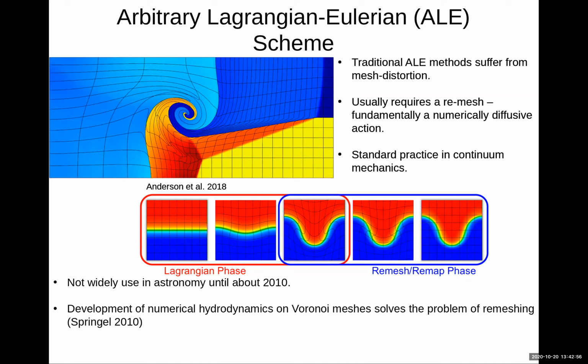This remeshing is typically a numerically pretty diffusive action, and that defeats some of the purpose of these arbitrary Lagrangian-Eulerian schemes. In large part, this was not widely used in astronomy until about 2010. The key development was numerical hydrodynamics on Voronoi meshes, which does not solve the problem, but allows the problem of remeshing to happen in a continuous fashion. So let me talk about that briefly.